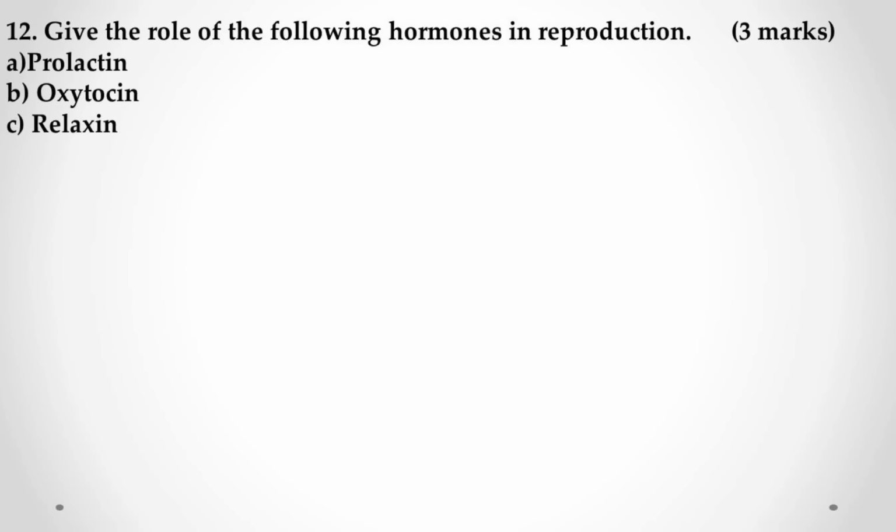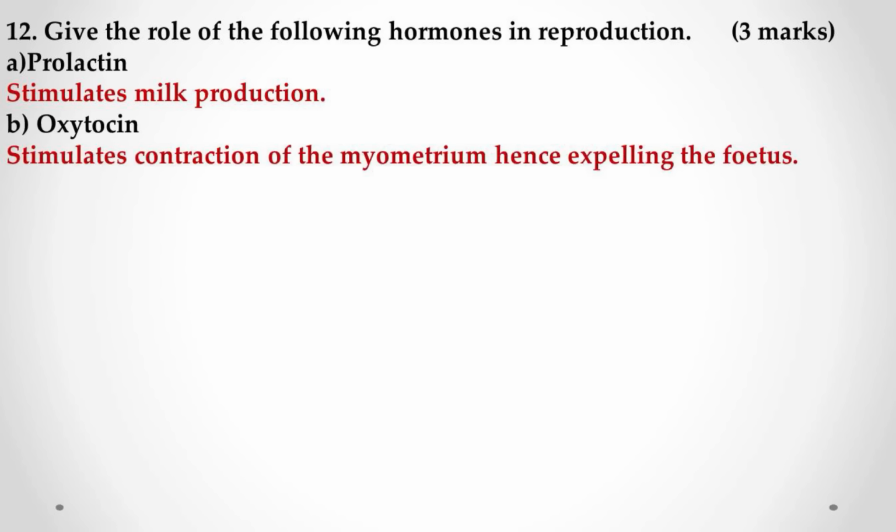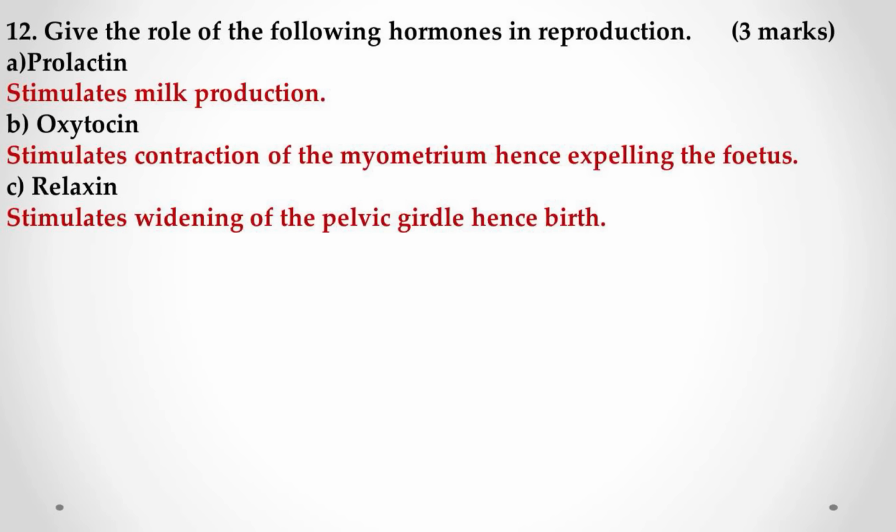Question 12. Give the role of the following hormones in reproduction. 1. Prolactin, oxytocin, and relaxin. Prolactin stimulates milk production. Oxytocin stimulates contraction of the myometrium, hence expelling the fetus. Relaxin stimulates widening of the pelvic girdle, hence birth.